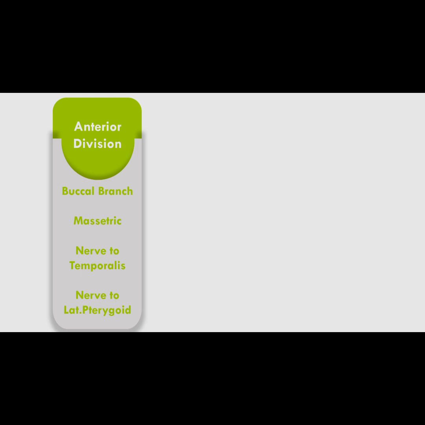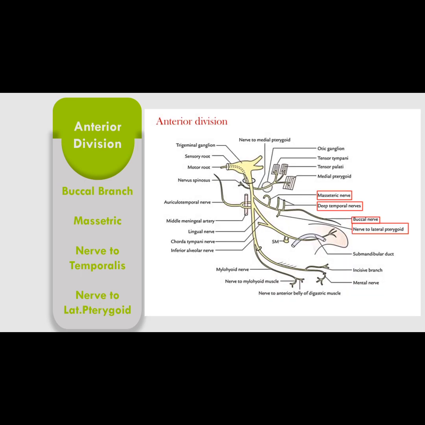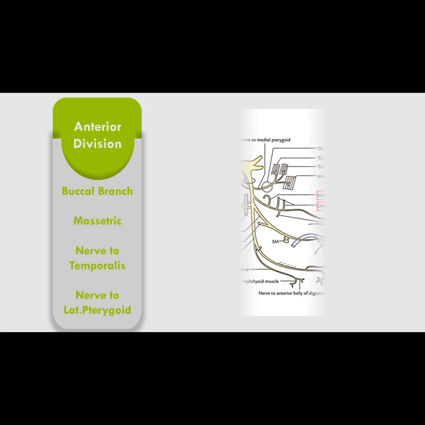Under the anterior division, it has the buccal nerve, masseteric nerve, nerve to temporalis and nerve to lateral pterygoid. This is a picture showing the anterior division of the mandibular nerve where the buccal nerve is the only sensory nerve here and the remaining branches are motor nerves.